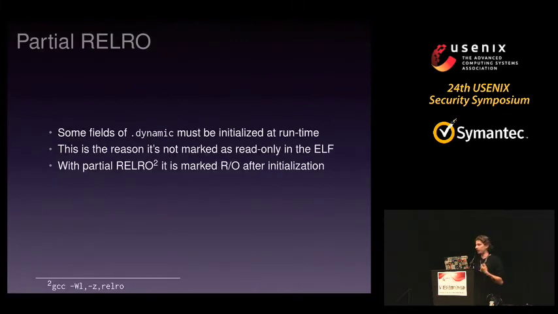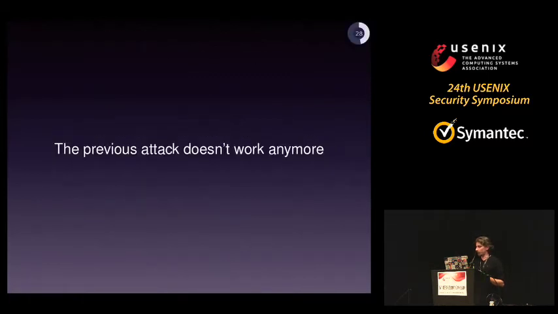So why is the .dynamic section, the one we were tampering with, writable? Basically because some values in there have to be initialized at runtime. What partial RELRO does is simply say, okay, after you initialize the section, just mark it as read-only. So if someone tries to tamper with it, they will get a segfault. And this, as a result, prevents the attack that we just described.